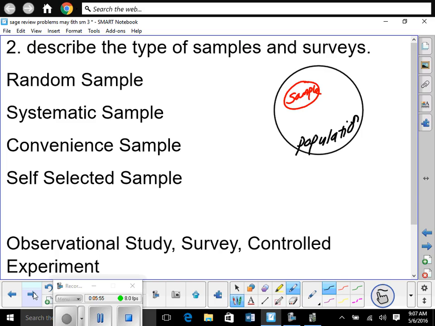Once you pick a sample, you're going to perform a study. There are different types of studies. There's an observational study, where you just sit back and watch, you observe. You do nothing to the sample. You just watch and make a conclusion. Then there's a survey, where you ask everybody the same question, or you do the same thing to everybody. Does everybody understand? And then a controlled experiment is where you split the group into two groups.